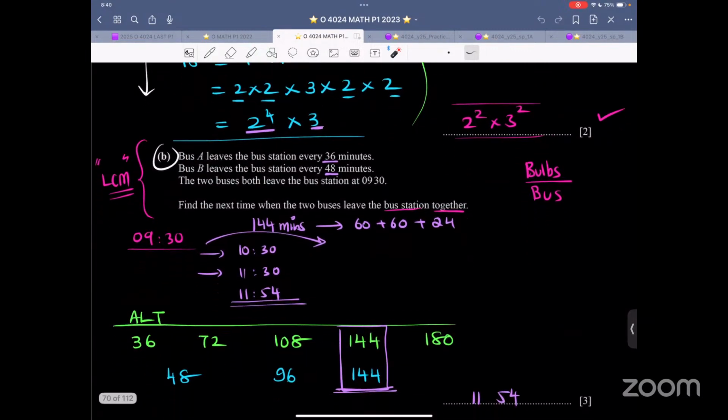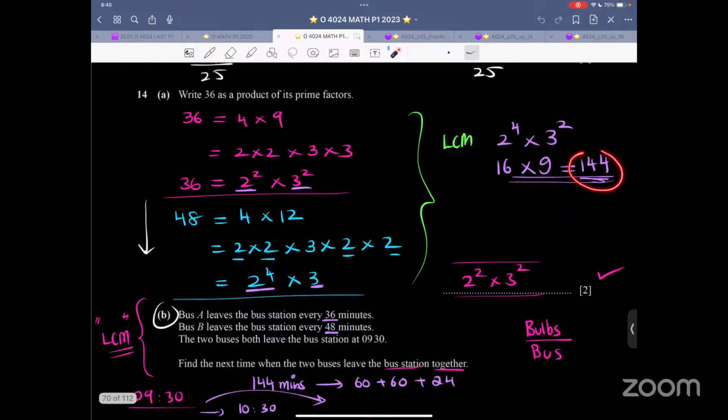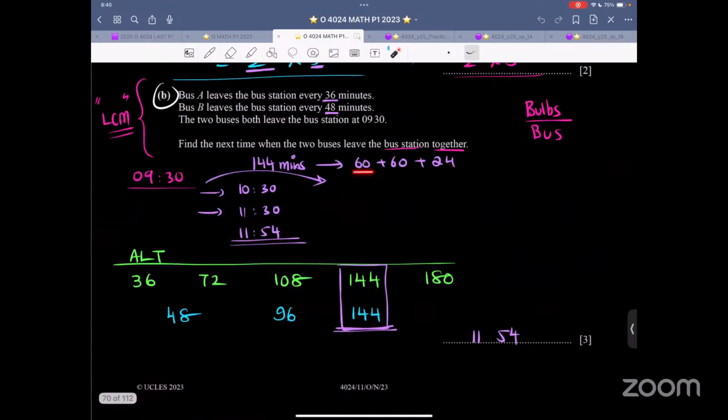Now, people, let me focus on this. The two buses both leave the bus station at 9:30. Find the next time when the two buses leave the bus station together. So 144 minutes is the LCM. So after 144 minutes, they will be together. That means 1 hour will pass, another hour will pass. That is 120. And then 24 minutes will pass. So 9:30 till 10:30, 10:30 till 11:30, another 24 minutes, 11:54.